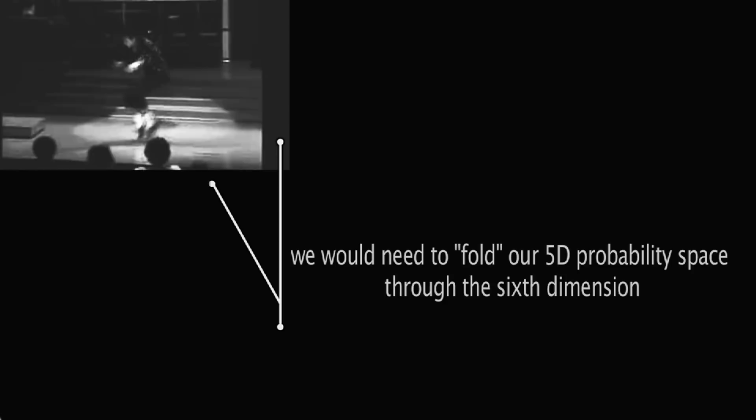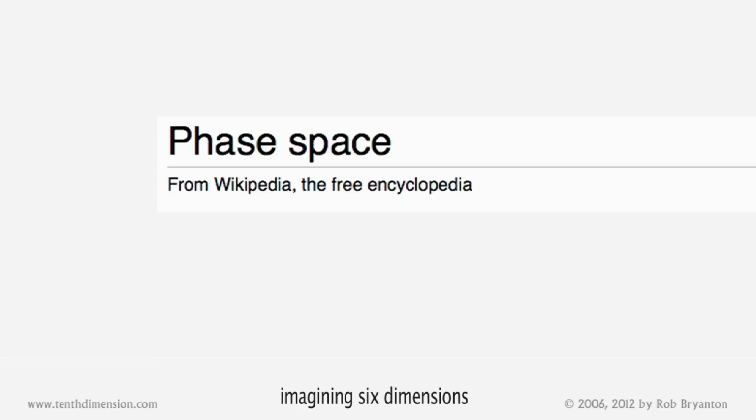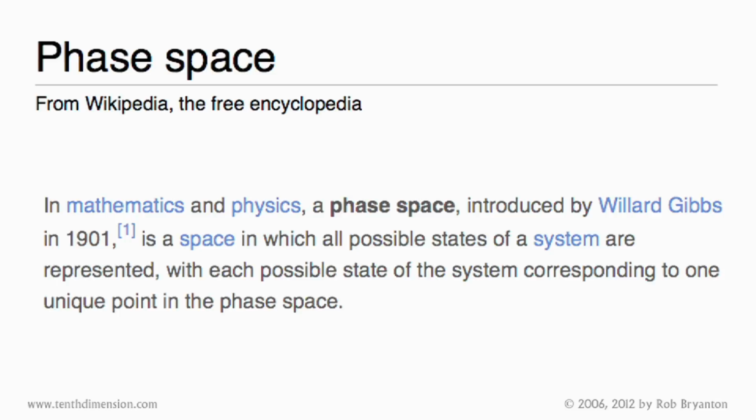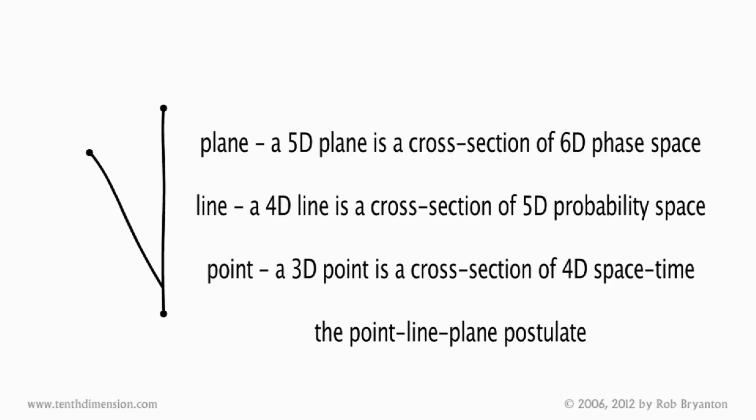We would need to fold our 5D probability space through the sixth dimension. I like to call the sixth dimension our universe's phase space. Why? A phase space is defined as a space in which all possible states of a system are represented, with each possible state of the system corresponding to one unique point in the phase space. So those points representing the versions of our universe where Michael Jackson is still alive are inaccessible to us from our current position within the fifth dimension, but they still exist within our sixth dimensional phase space.